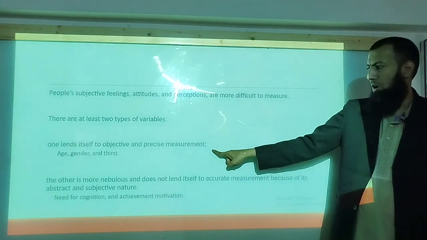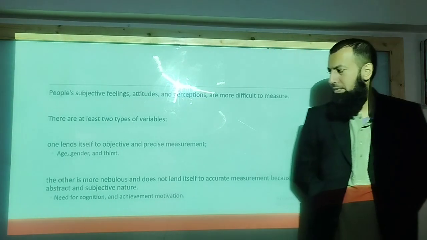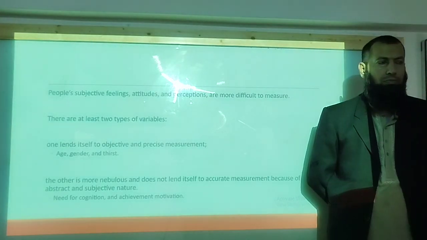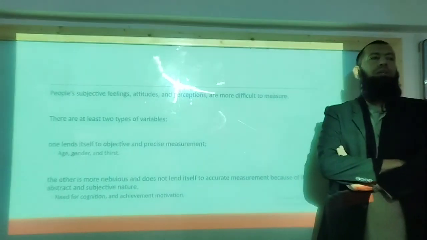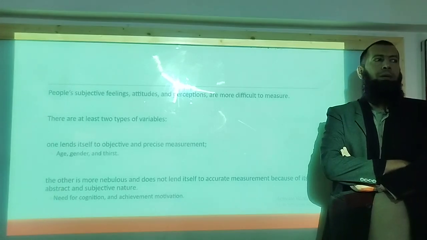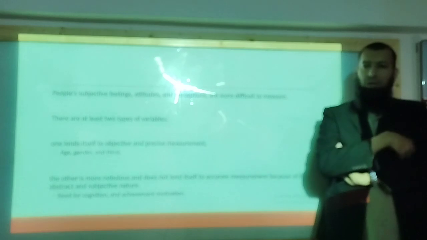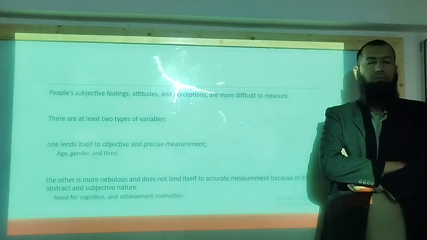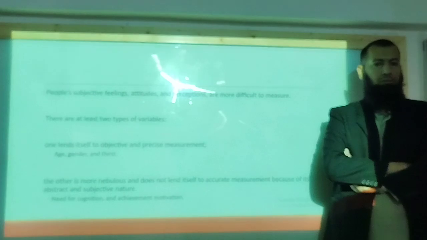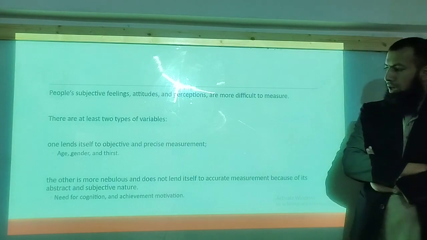This kind of variable is called an objective variable. Write it down. Objective variable. The age, gender, marital status, number of hours you work, organization you work for. Got it? Okay. Let's move ahead.